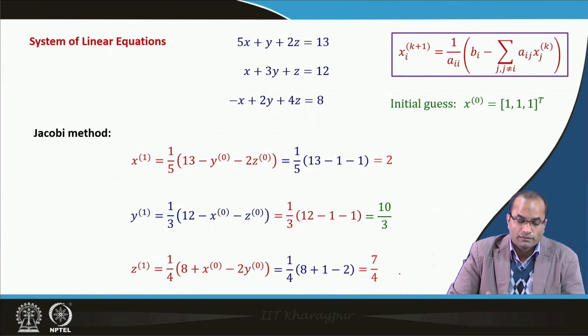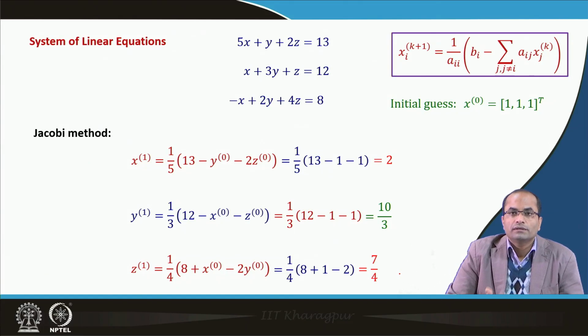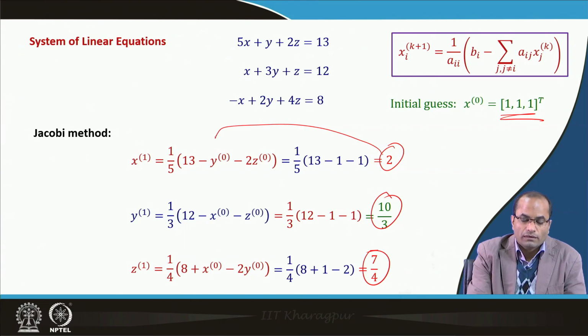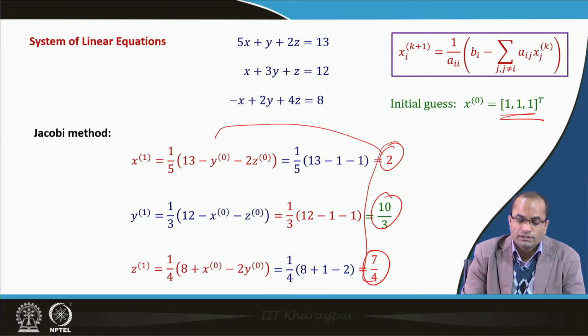What will be done now if we want to get the second iteration, or we want to get values after the next iteration? So, instead of this 1 1 1, we will now use these values in the next iteration.